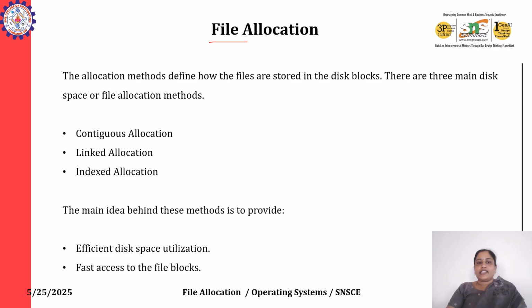When you take file allocation, there are three different file allocation methods available. The first one is called contiguous allocation, the second one is linked allocation, and the third one is indexed allocation. These are the three different allocation methods that are available to store files in your secondary storage devices. The main idea of having file allocation is to have efficient disk space utilization and also to access the file easily from the file block. These are the two main primitive ideas of using file allocation methods.